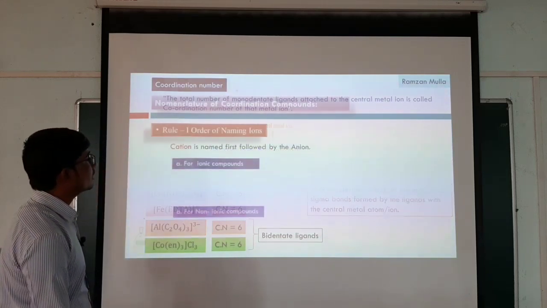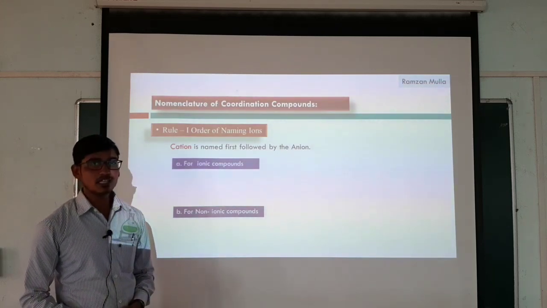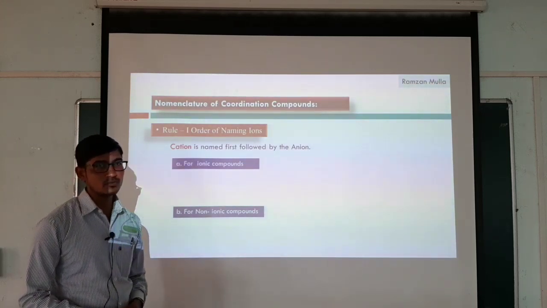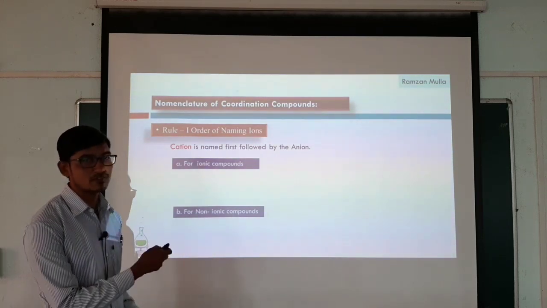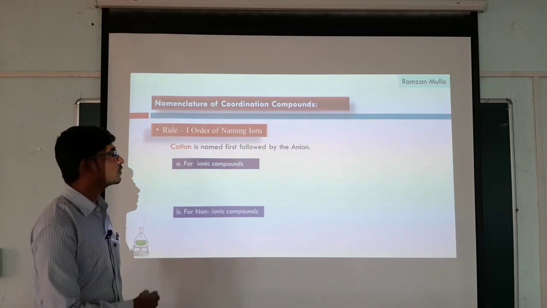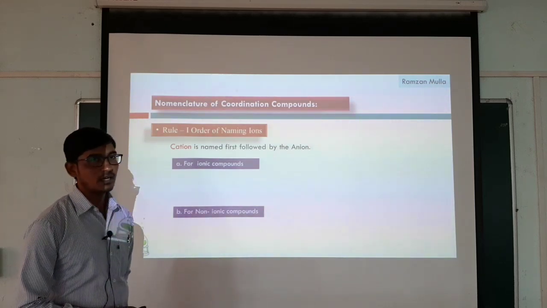Next one is nomenclature of coordination compounds. The rules recommended by the International Union of Pure and Applied Chemistry for naming these coordination compounds are as follows. Now we will discuss those rules one by one here. First one is order of naming the ions.